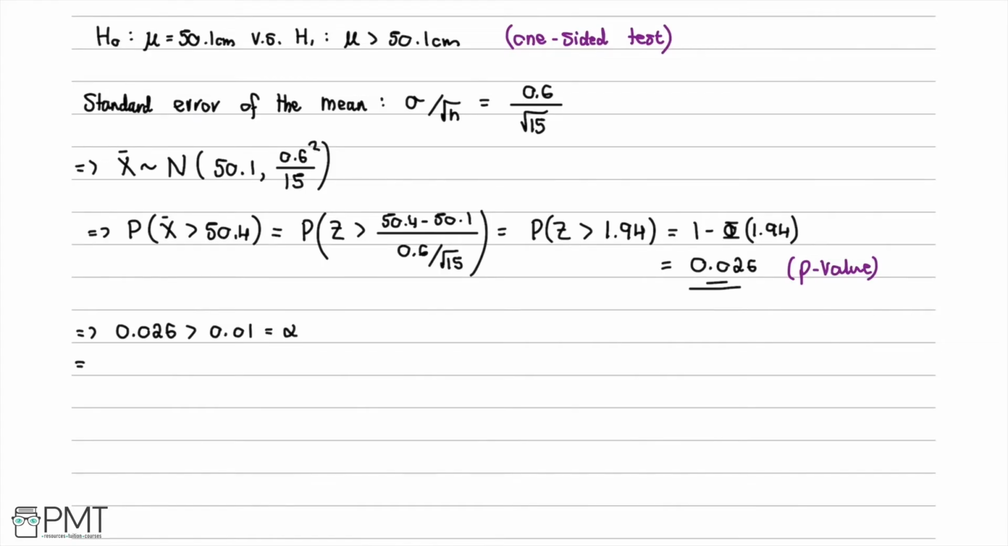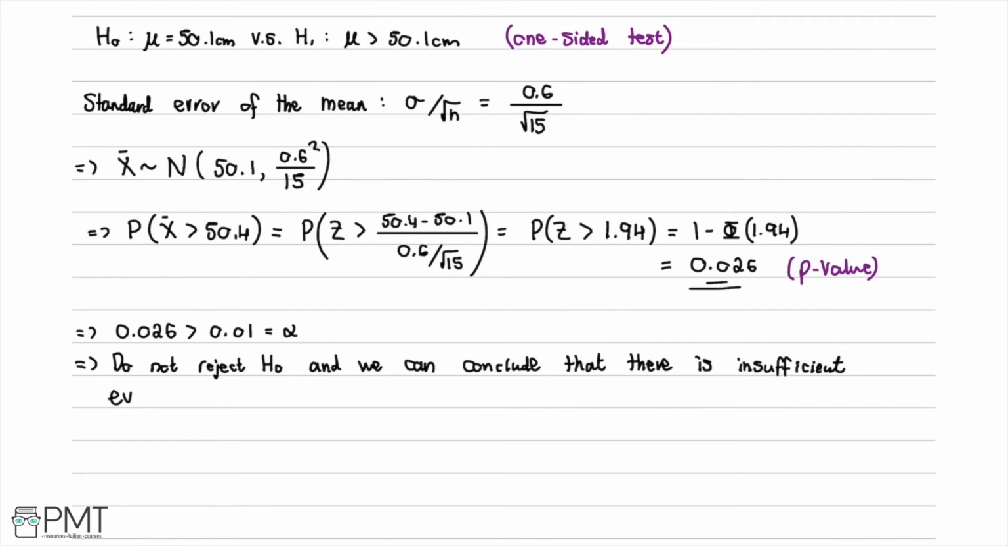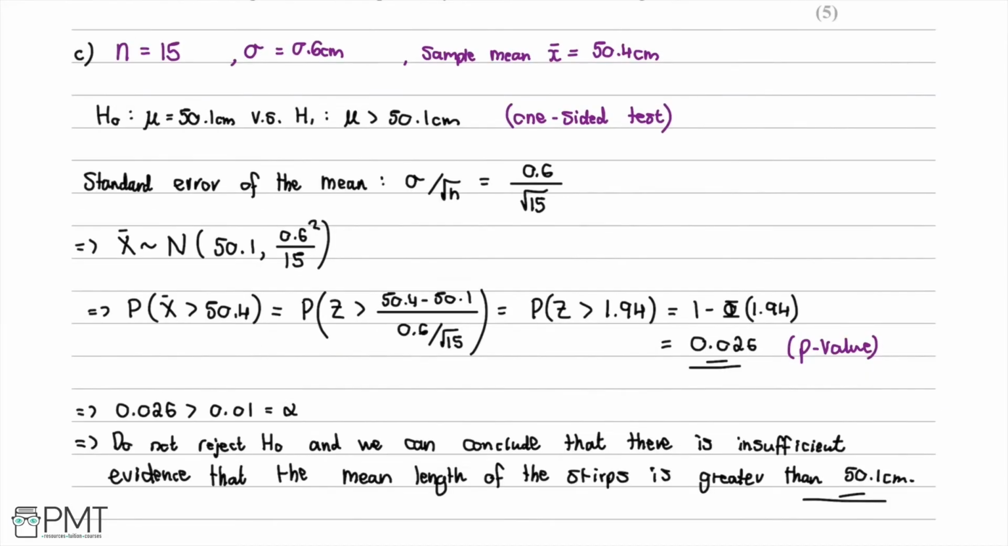So then this means, since we've now done our test, we've compared our p-value to the value of alpha, which is 0.01. We therefore conclude, since the p-value is greater than alpha, that we do not reject H0, and we can conclude that there is insufficient evidence that the mean length of strips is greater than 50.1 centimeters. So therefore we've completed this question.